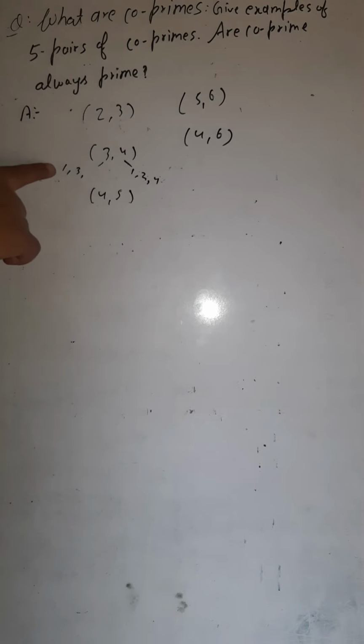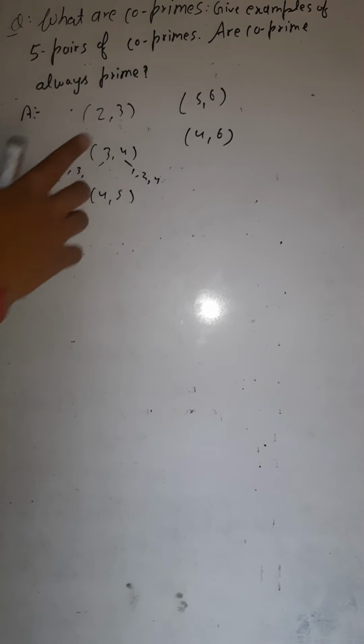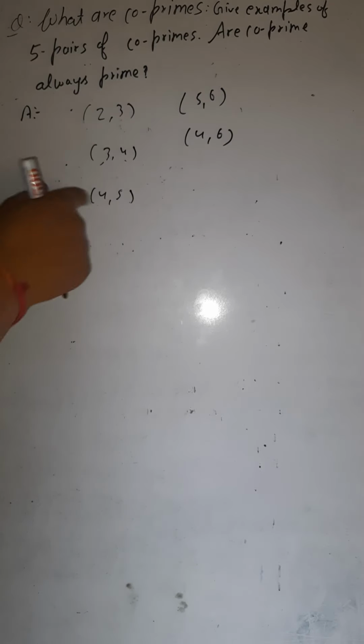So here again you would get only one common factor, and that is 1. So it means 3 and 4 are also co-primes. Okay. Let's check for 4 and 5.